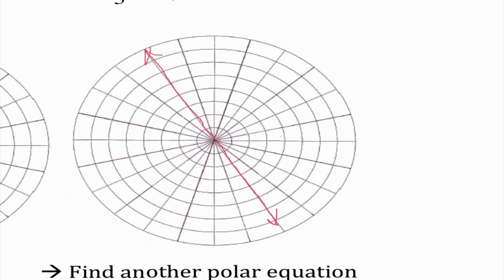Now, I want to point out that it also covers the angle down here. So this could be called a few different things. It could be called 120. This is the same graph as if it was 300.